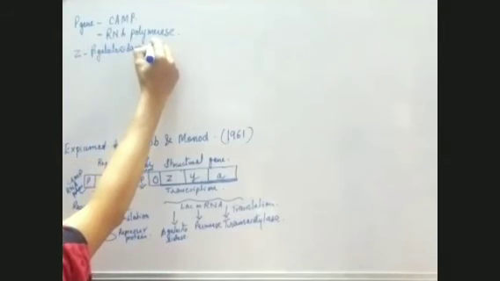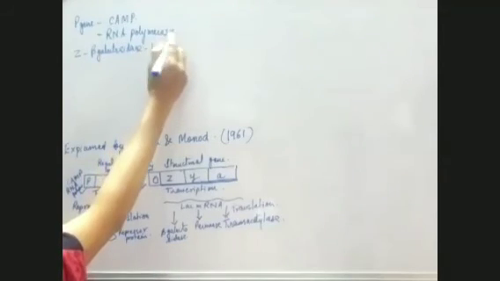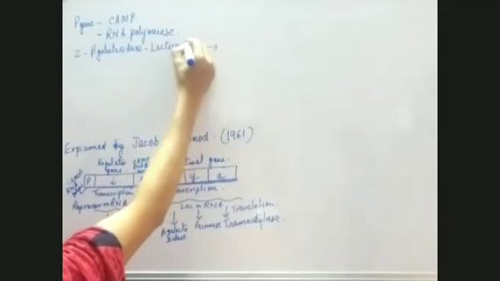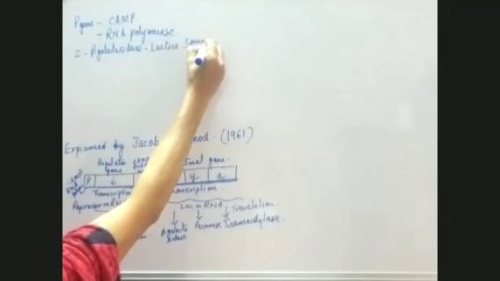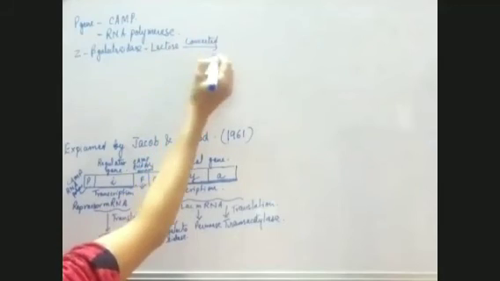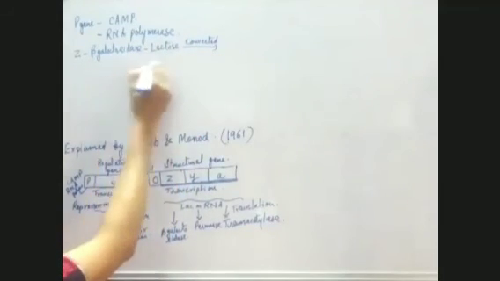The function of beta galactosidase is to convert lactose into glucose and galactose.